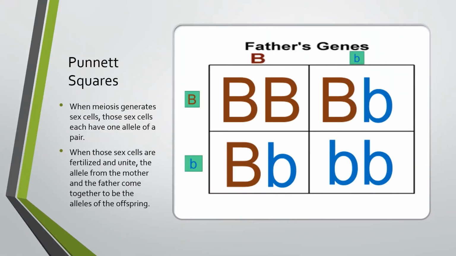Okay, so Punnett squares. When meiosis generates sex cells, those sex cells each have one allele of a pair. When those sex cells are fertilized and unite, the allele from the father and the mother come together to be the alleles of the offspring.